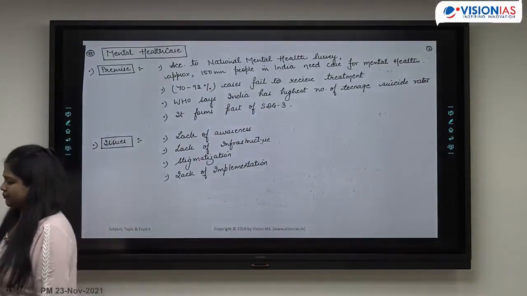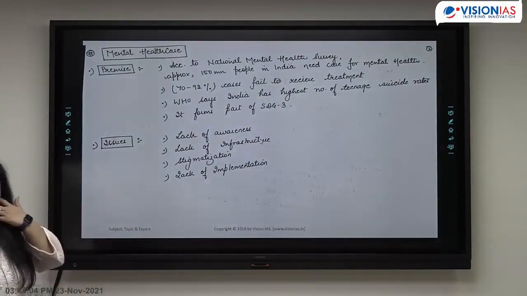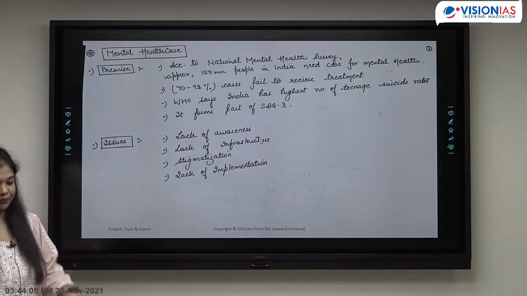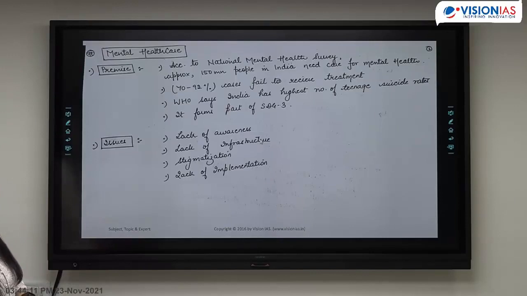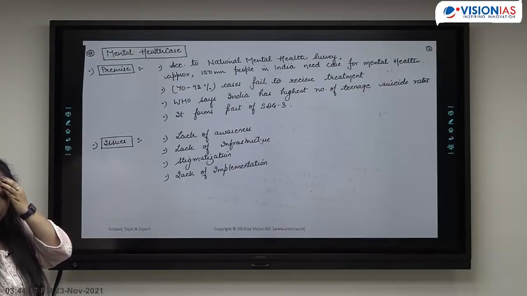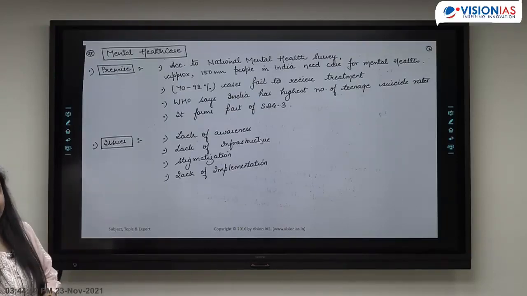Mental health care. COVID-19 and mental health. Very quickly. This is generally for your awareness in case the question comes with respect to mental health. National Mental Health Survey says 150 million people in India are in need of care for mental health. Approximately 70 to 92% have failed to receive the treatment. It forms the part of Sustainable Development Goal number 3.